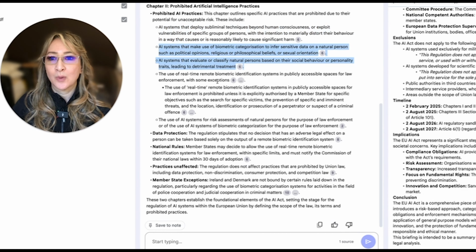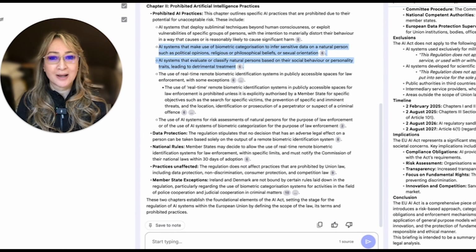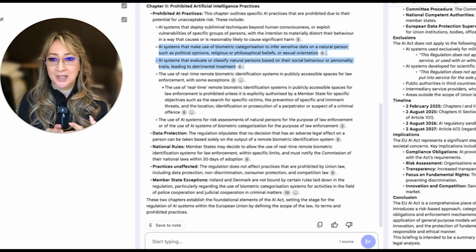Let's look at the second one. AI systems that make use of biometric categorization to infer sensitive data on a natural person, such as political opinions, religious or philosophical beliefs, or sexual orientation.